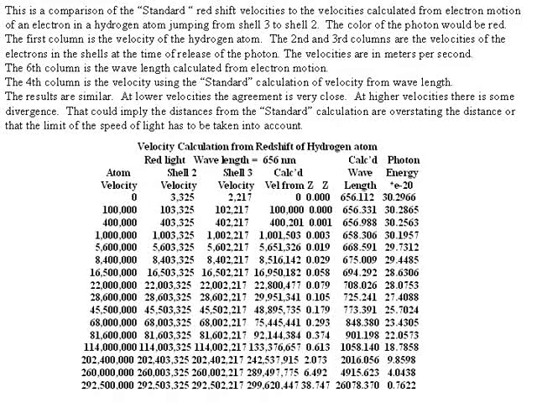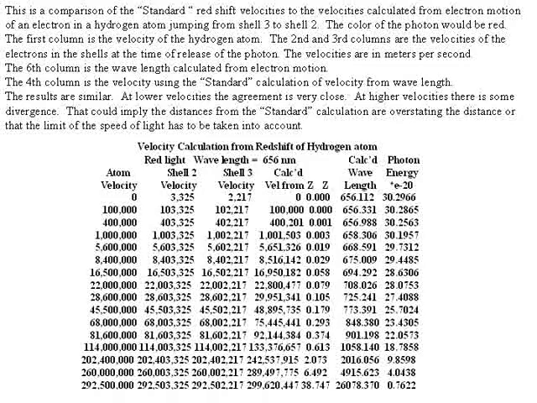The first column is the velocity of the hydrogen atom. The second and third columns are the velocities of the electrons in the shells at the time of release of the photon. The velocities are in meters per second. The sixth column is the wavelength calculated from electron motion. The fourth column is the velocity using the standard calculation of velocity from wavelength.